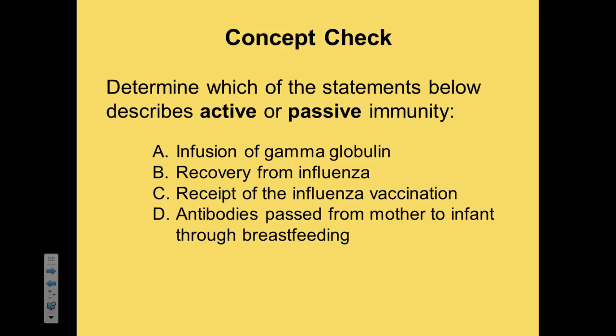All right, let's look at infusion of gamma globulin. Is that active or passive? It is passive. Your body's not making the antibodies. If you recover from having influenza, you make your own antibodies. That's active. If you are a recipient, not a receipt, a recipient of the influenza vaccine, that is going to be active immunity. It's active artificial. So I'll put active artificial here. Recovery from influenza is active natural. Infusion of gamma globulin is passive artificial. And antibodies going from mom to baby through breastfeeding is passive natural.